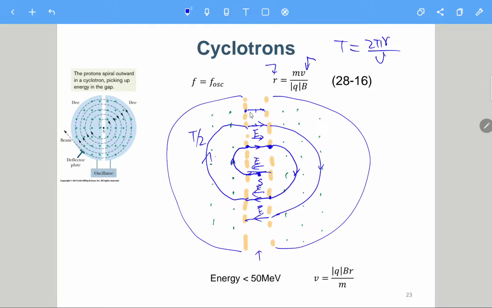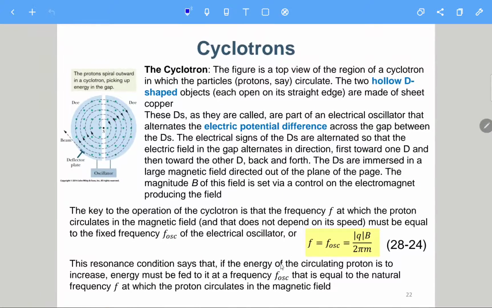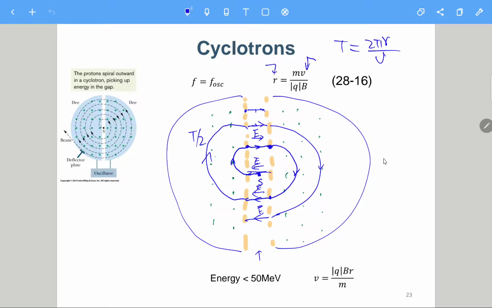So as long as we can control the oscillation frequency of the E field correctly, then we can make sure that as long as the particle goes to this part, the E field points to the left side, and the particle goes to this part and the E field points to that side, and then the particle will keep accelerating. So this frequency is qB over 2 pi m.